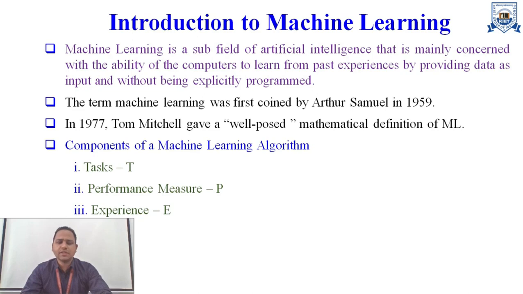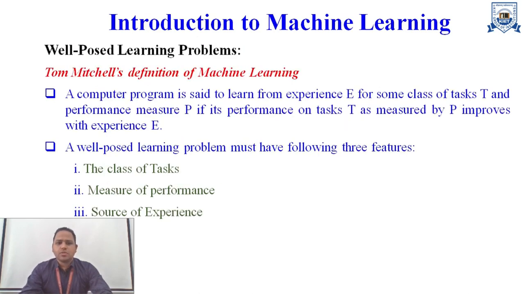In the year 1977, Tom Mitchell gave the well-posed mathematical definition of machine learning. Okay, so we will see what is that well-posed mathematical definition of machine learning, okay, in the next slide. So basically, the components of machine learning algorithms are classified into three. That is the task to be done, and how we are performing the measure, that is P, and what kind of input, or we can say what kind of experience we are providing to the machine, that is our computer, that is called E.